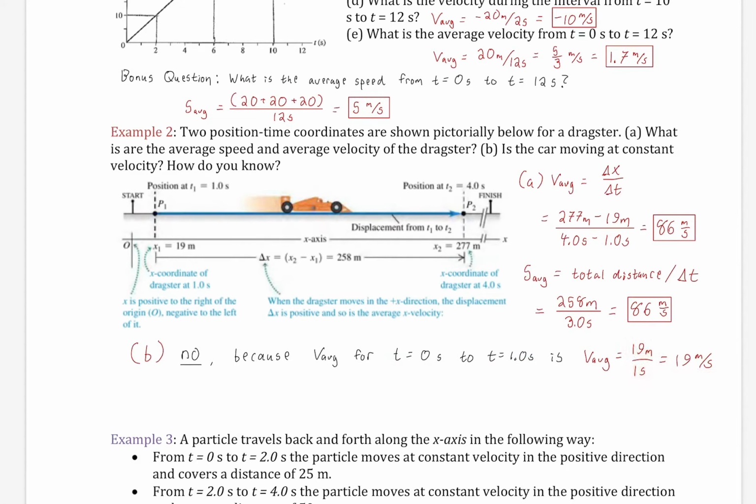second, or 19 meters per second, right? Because it started at the origin at x equals 0 and only got to 19 meters in the first second. It wasn't going that fast because it had to accelerate. More on acceleration later. So if the average velocity changes, so must the instantaneous velocity, which is to say that velocity is definitely not constant.